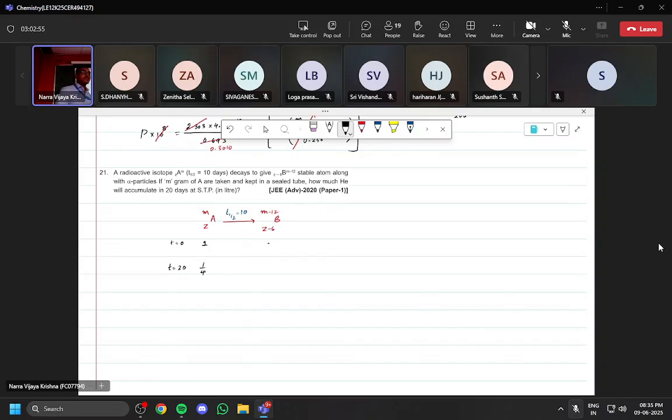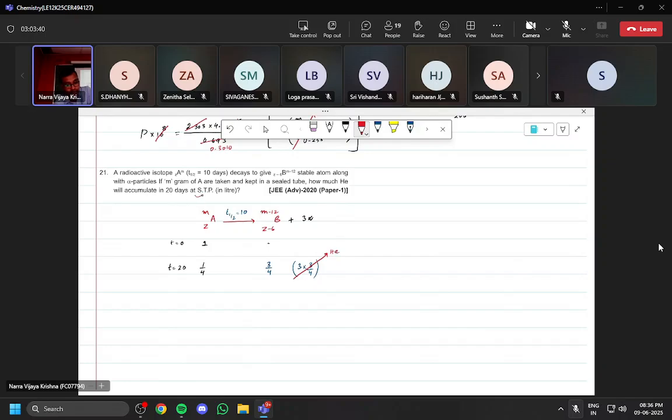Means how much gone? 3/4 gone. Now, how many alpha particles got emitted? 3 alpha. Means how many moles will you get? 3/4 moles of this, plus 3 into 3/4 moles of this. 1 mole gives 1 mole, and you will get 3 moles. 1 became 1/4 means 3/4 gone. If 3/4 gone, you will get 3/4 of this, and how much amount of this? 9/4. So 9/4 moles of helium is obtained.